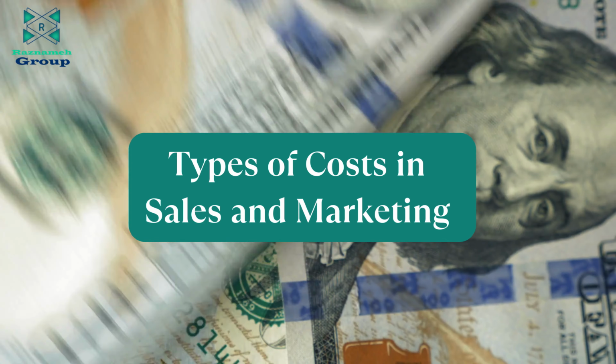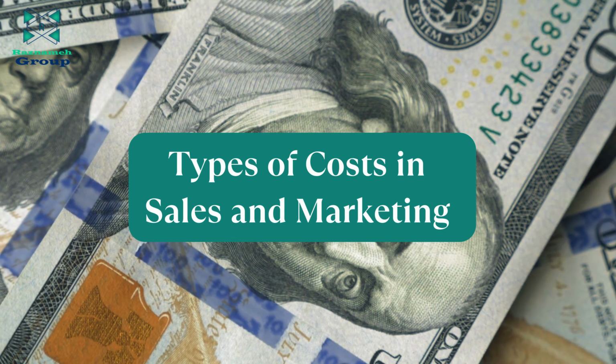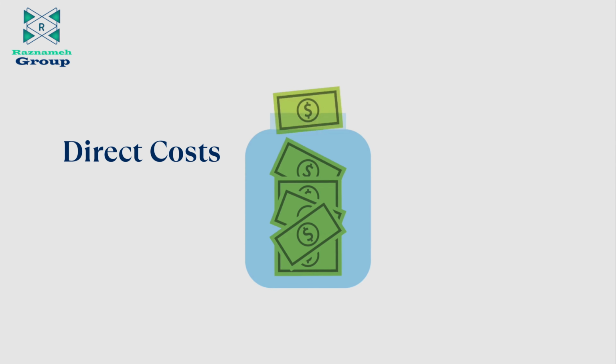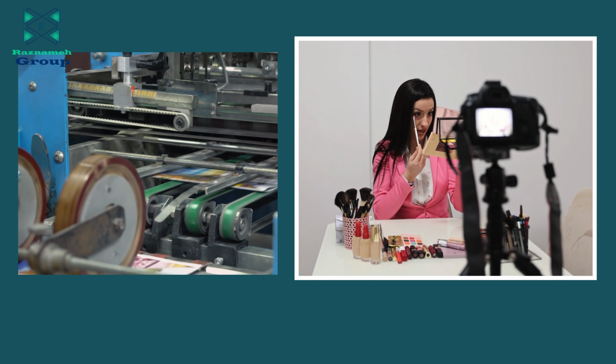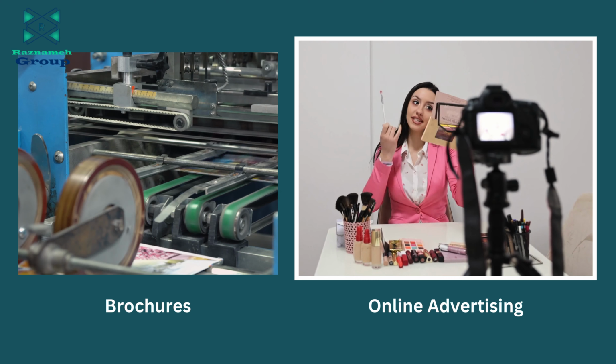Now, let's dive into the different types of costs you'll encounter in your sales and marketing efforts. First, we have direct costs, which are directly tied to producing or delivering your product or service. In marketing, this could be the cost of printing brochures or online advertising fees.